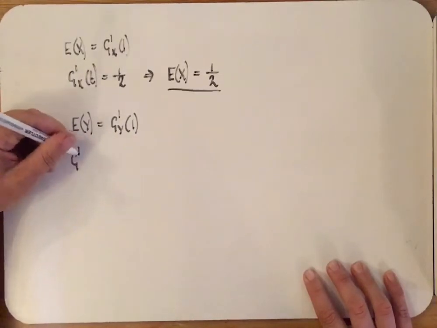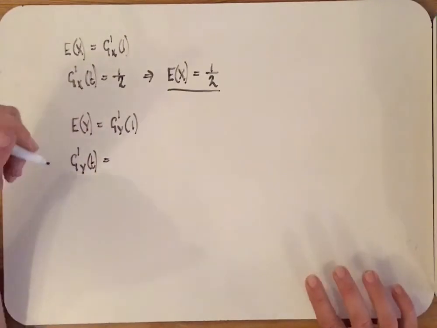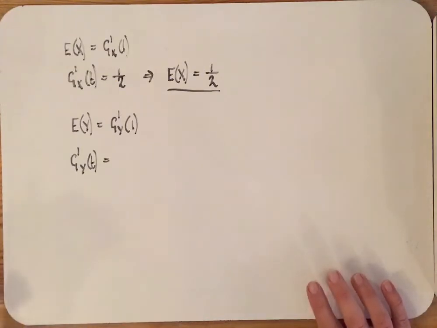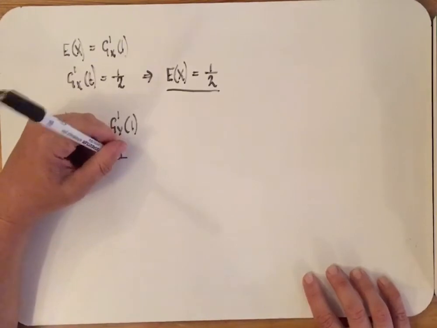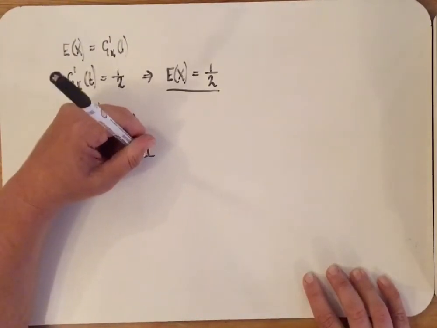So differentiating the probability generating function for y. I need to find it. Generating function for y is up there. So I get a half plus 1/3 t.